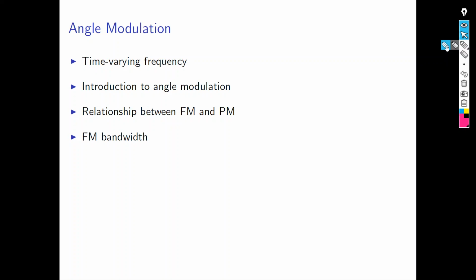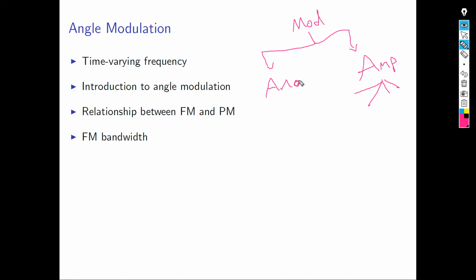Now, if we want to classify modulation, we classified it up until now into two types. We have amplitude modulation, and we studied four types of amplitude modulation, and we have angle modulation. So in this lecture, we are going to investigate, study and learn angle modulation.